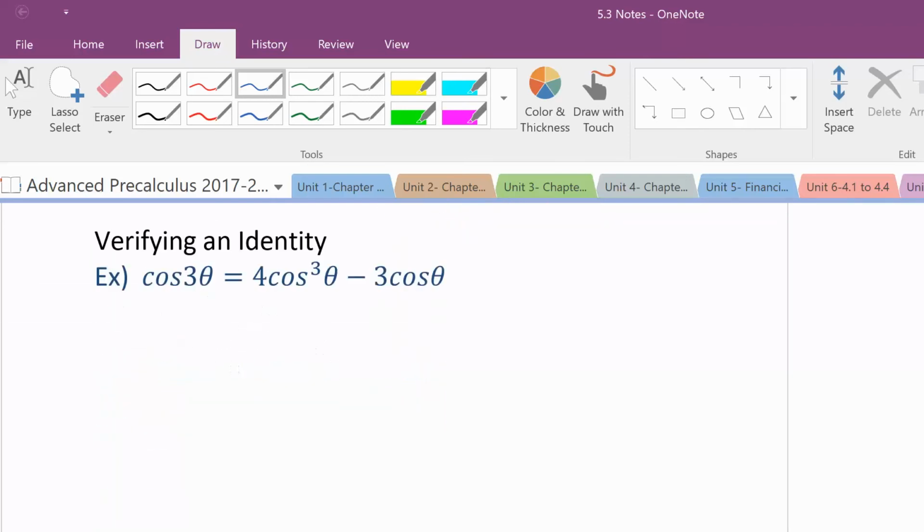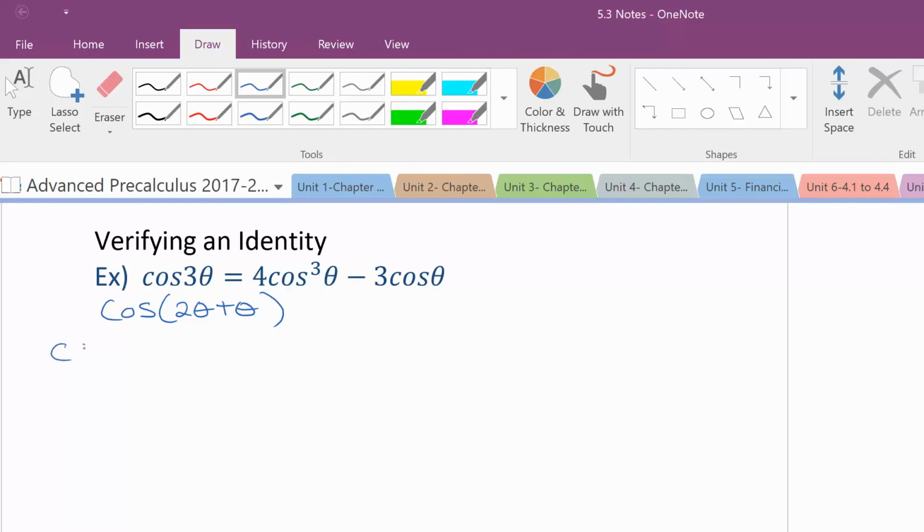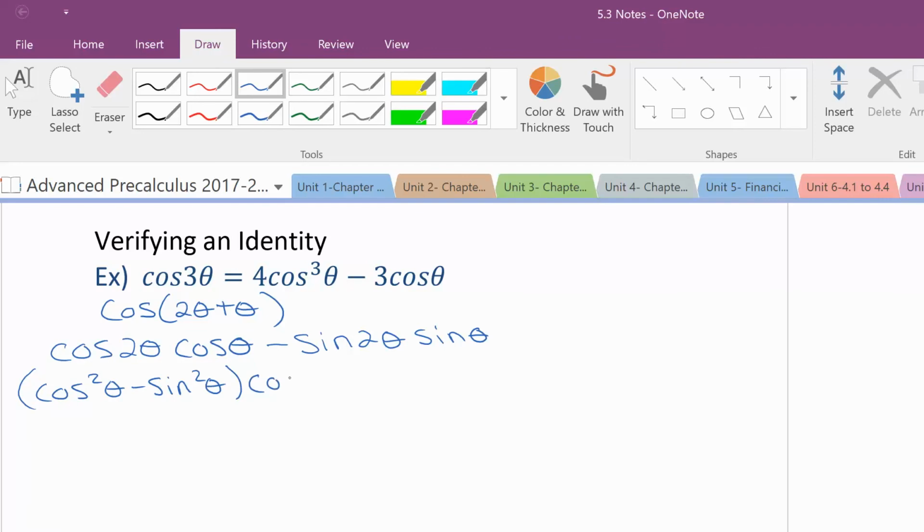Using these for identities. So here, you're going to use the fact that 3 theta is 2 theta plus theta. So we're going to use the sum and difference formula. So it's cosine 2 theta cosine theta minus sine 2 theta sine theta. Then we substitute. Cosine 2 theta is cosine squared minus sine squared. And then sine 2 theta is 2 sine theta cosine theta.